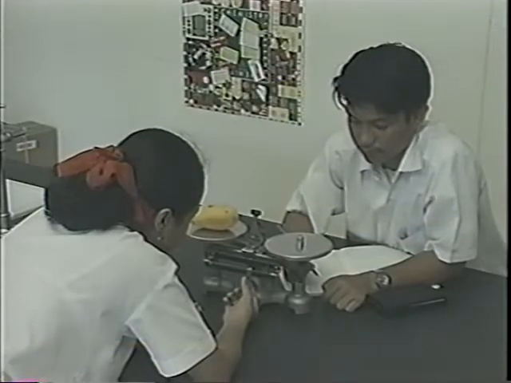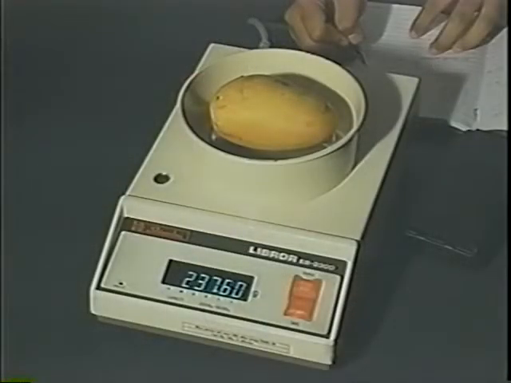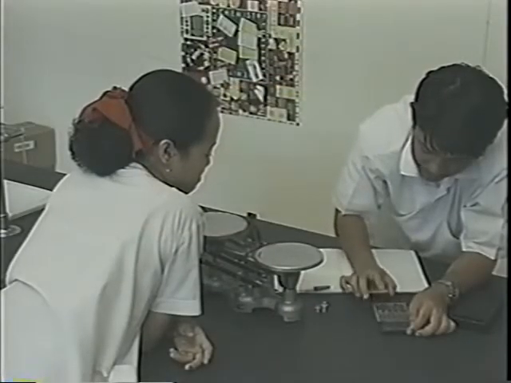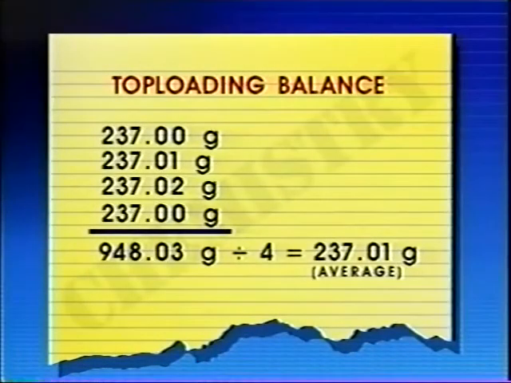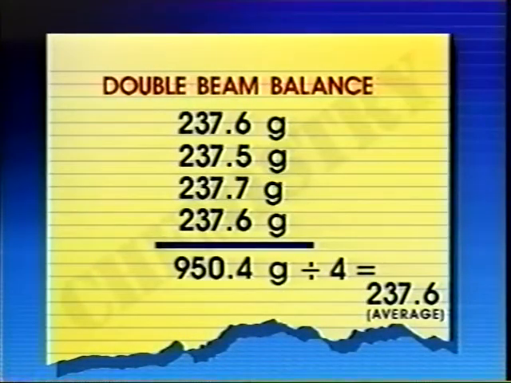Which of these measurements should we report? In scientific measurement, the value we report is often the average of the values measured. In this example, the average values are 237.01 using the top loading balance and 237.6 using the double beam balance.